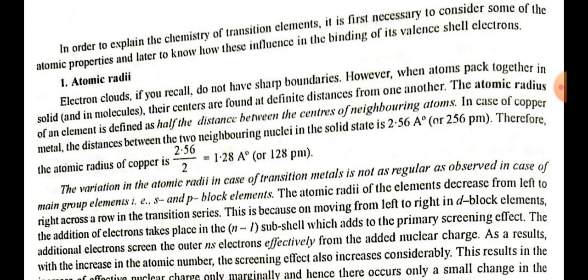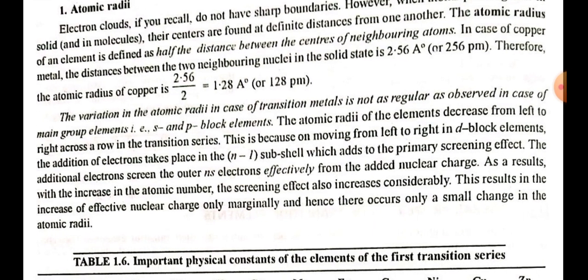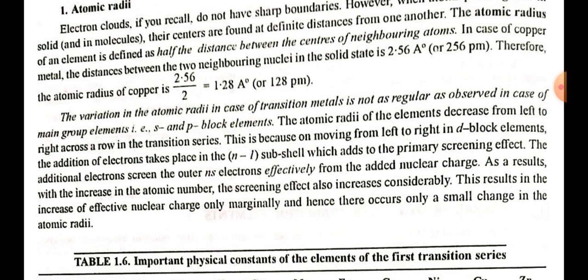This is because on moving from left to right in the d block elements, the addition of electrons takes place in the n-1 subshell, which adds to the screening effect. The additional electron screens the outer ns electrons effectively from the added nuclear charge. As a result, with the increase in the atomic number, the screening effect also increases considerably. This results in the increase of effective nuclear charge only marginally, and hence there occurs only a small decrease in the atomic radii.